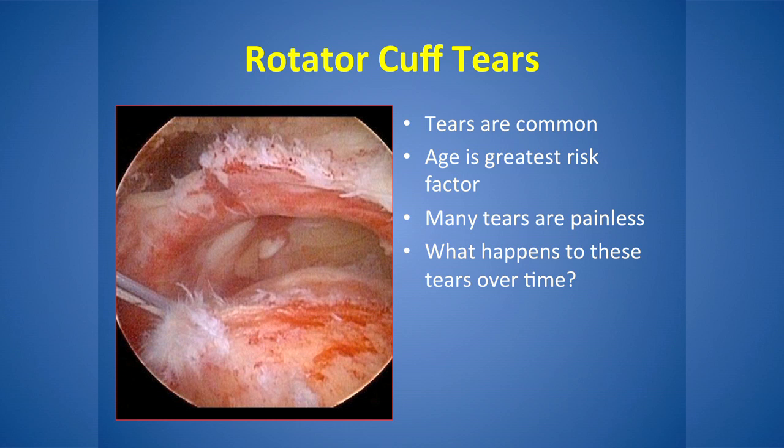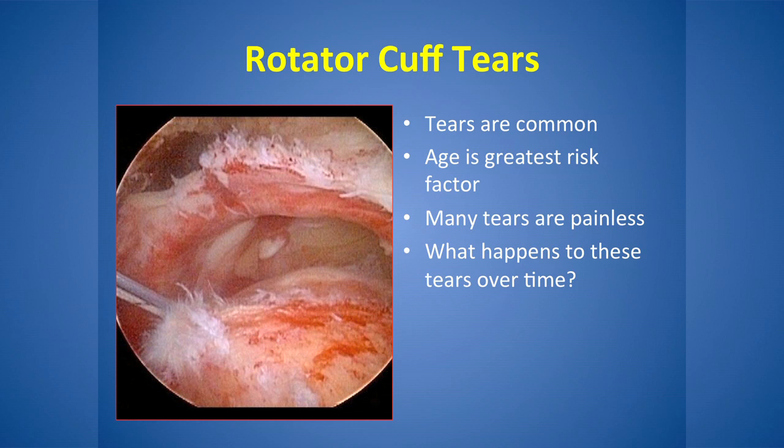We do know that tears are very common. This is an intraoperative photograph of a rotator cuff tear, and this is kind of an extreme example of a large tear, but the tendon here should be firmly attached to the bone. You're looking at it through the camera, the socket's in the background, the ball is down here. This is what the tendon looks like before we repair it to the bone.